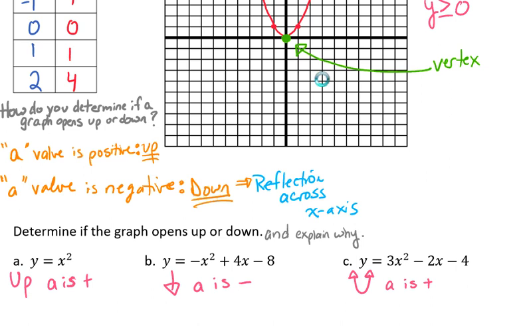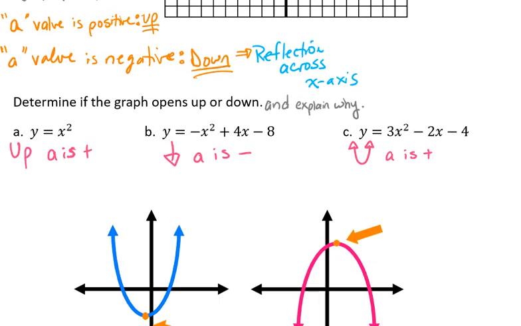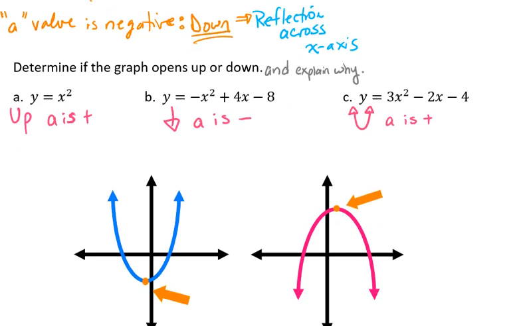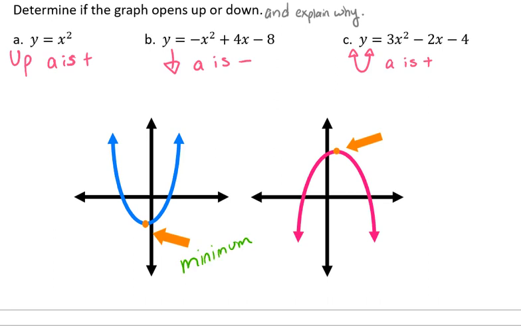Recall that our lowest or our highest point on our graph is our vertex. There's something else that our vertex gives us, some other information. Here we see 2 examples, one with the graph opening up and one with the graph opening down. Notice that our vertex for the graph opening up is at the lowest point, and when our graph opens down, our vertex is at the highest point. So when the graph opens up, our vertex is also known as the minimum value. When our graph opens down, our vertex is known as the maximum value.